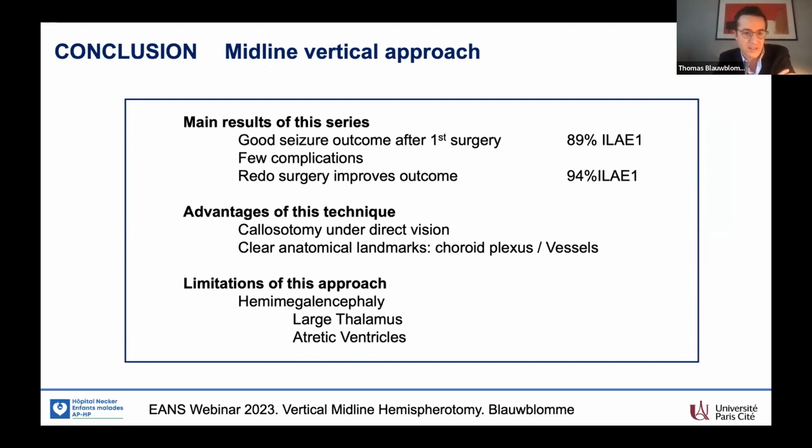I think the advantage of this technique is the callosotomy under direct vision, and that you have very clear anatomical landmarks, the choroid plexus and the vessels. Clearly, there are limitations of this approach for very complicated hemimegalencephalic cases, atretic ventricle, large thalamus, and in this case, you need to consider other types of approach with at least some kind of resection of the superior frontal sulcus or a combined approach, parasagittal and lateral, for example, not to be too dogmatic. So I thank you for your attention, and it's time for questions.